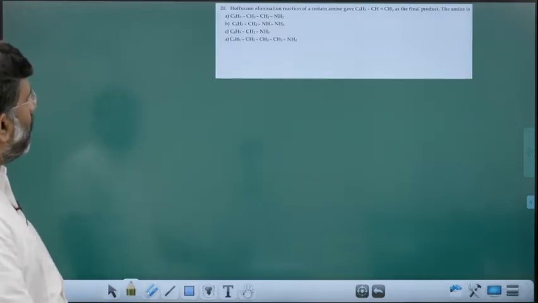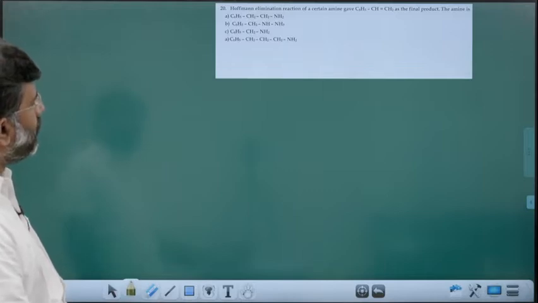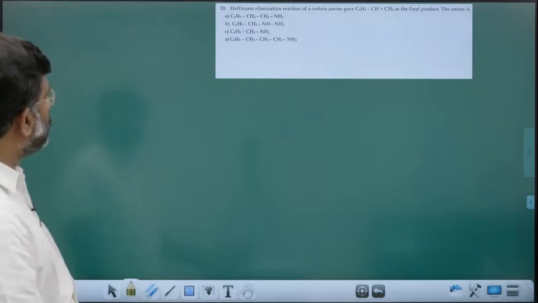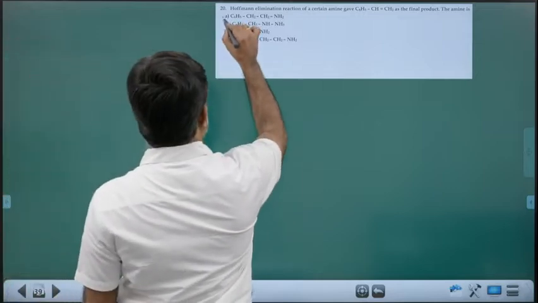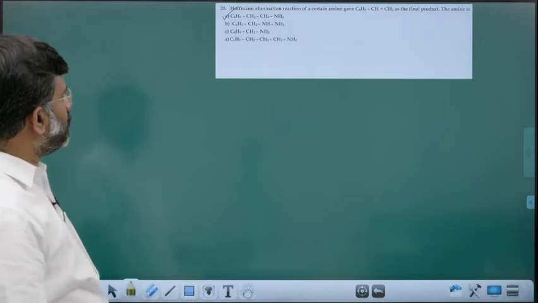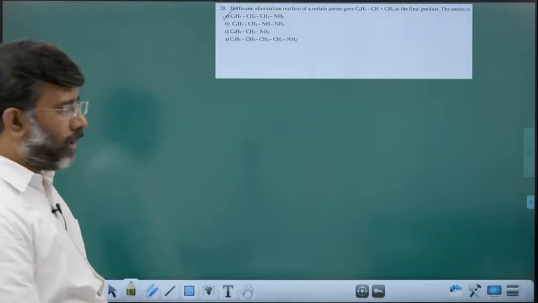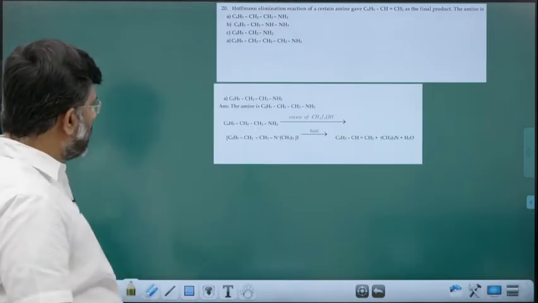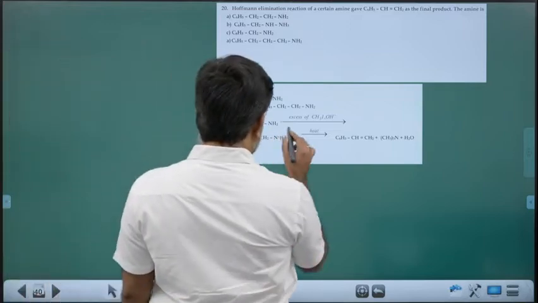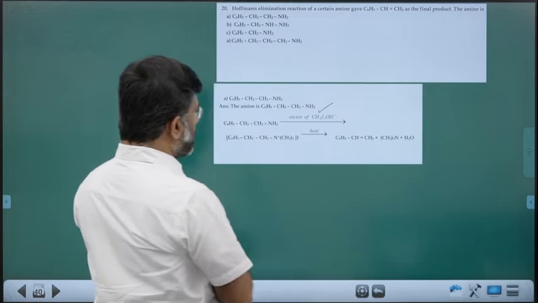Next one. Hofmann's elimination reaction of a certain amine gives the given alkene as the final product. The amine is option A, C6H5CH2CH2NH2. What is the reaction happening? This is molecule A treated with excess CH3I.